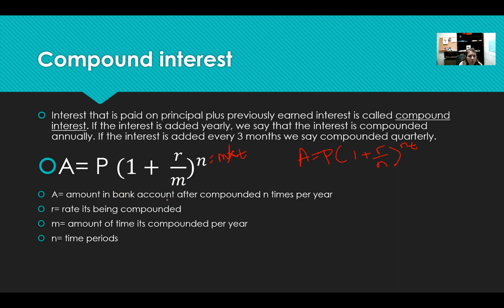So A is the amount in your bank account after it's compounded a certain number of times per year. This really should be m here, m times per year. R is your rate, the percentage being compounded. Remember, always change it to a decimal before computing. M is the number of times it's compounded per year, and N is your time periods. And remember, N is always M times T. All right, so let's look at the next problem.